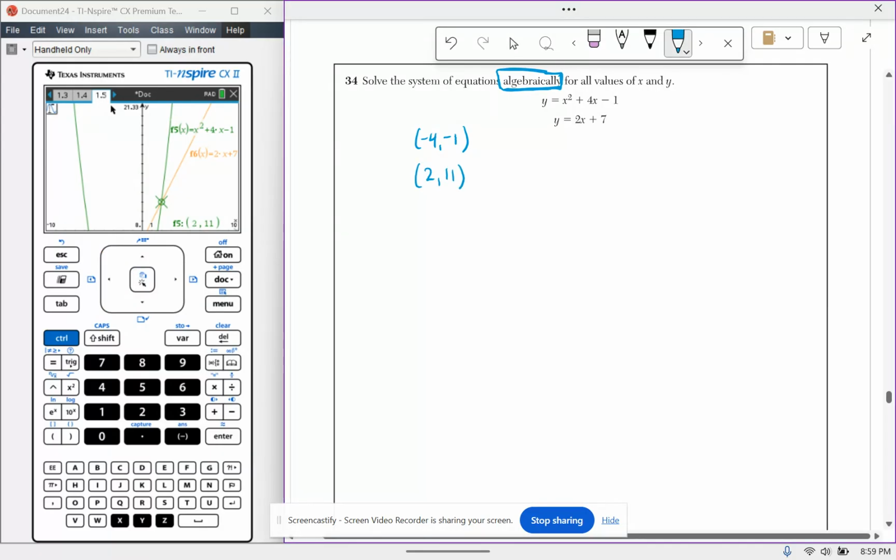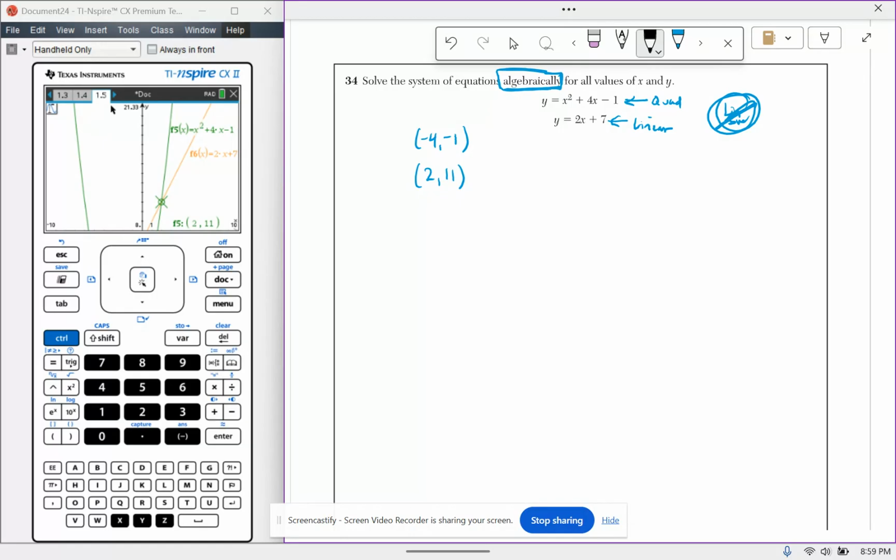Why can't I just type this into linsolve? You can't, because these are not both linear. This would work if they were both linear, but this one's quadratic and this one's linear, so you can't just type it into linsolve. No linsolve. No, can't do it. Okay.